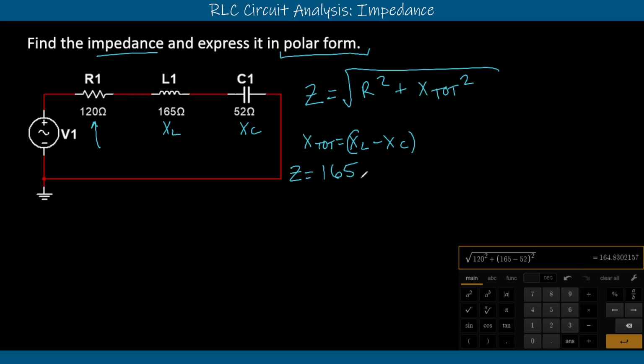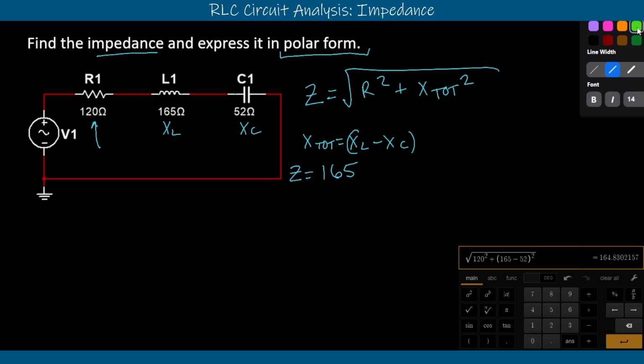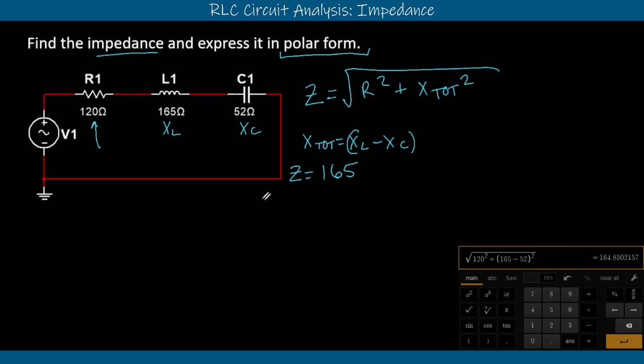And that is in ohms, right? That's only our magnitude. So this ohm right here doesn't actually go after the 165, right? So we're going to leave that off for now, and we're going to place it at the end of our polar form, which means that we need to find our next angle. We need to get after the theta for this circuit.